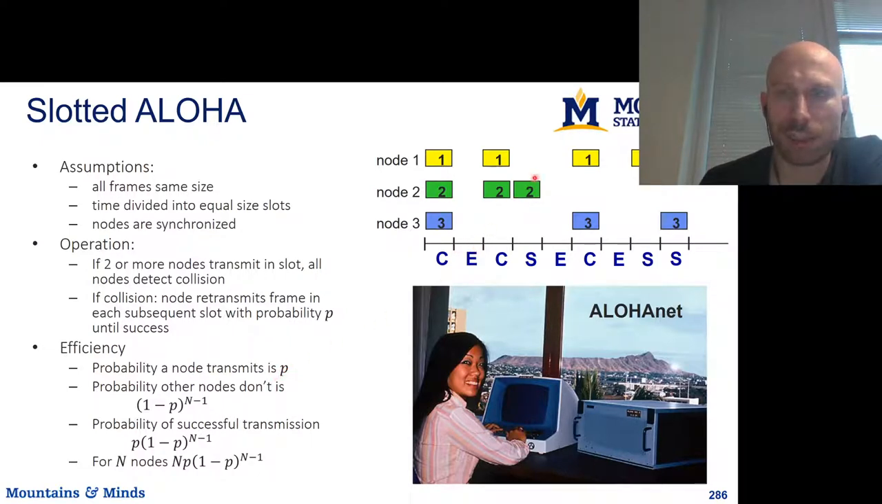Now, a transmission is successful if no other nodes transmit in the same time slot. Okay? So the probability that the other n minus 1 nodes don't transmit is (1 minus p) to the n minus 1. All right? So then the probability of a successful transmission is p times, so that the node does transmit, and all times (1 minus p) to the n minus 1, meaning that the other nodes don't transmit. That makes for a successful transmission. Right? So for n nodes, that's n times p times (1 minus p) to the n minus 1, which is basically the efficiency of the channel.